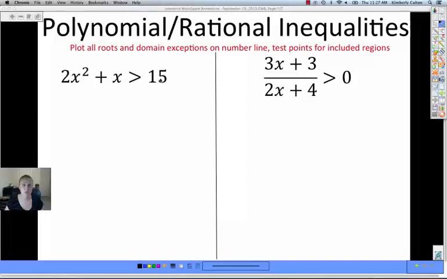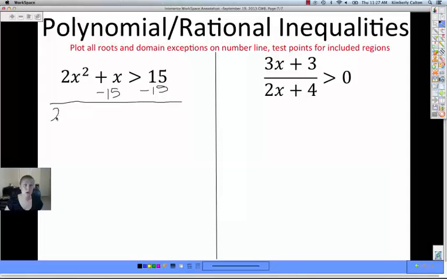And the very first thing we want to do is move the 15 to the other side of the equation. We want it to say less than, greater than, less than or equal to. We always want it to have 0 on the opposite side. So now we have 2x squared plus x minus 15 is greater than 0. So what we want to do is factor this.